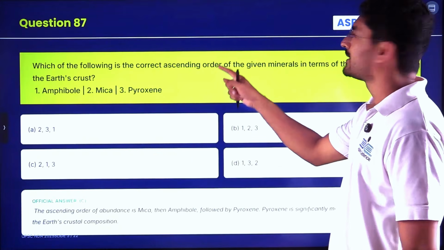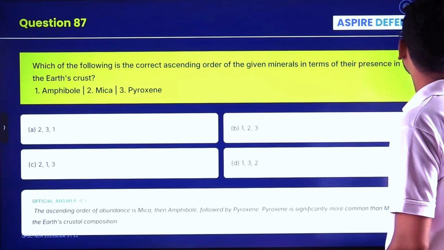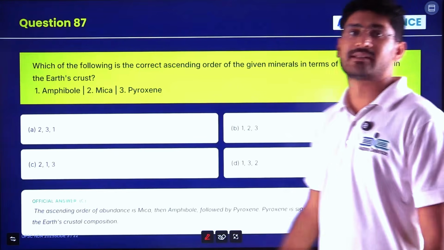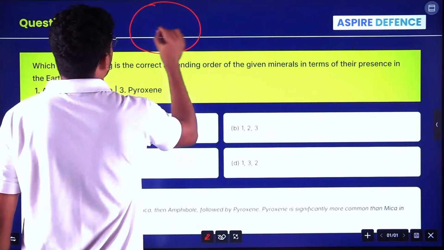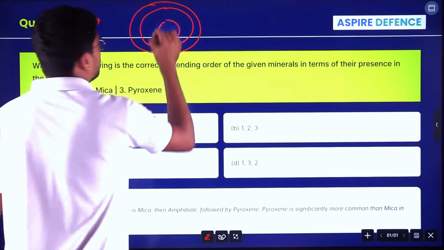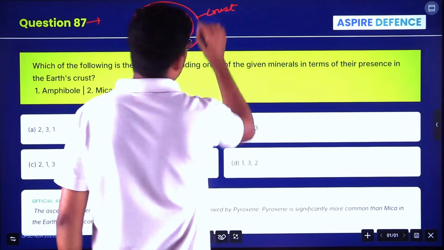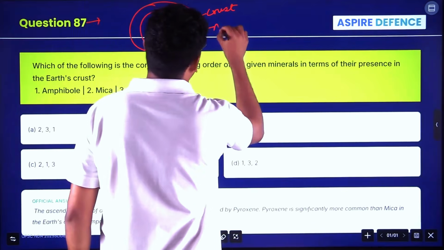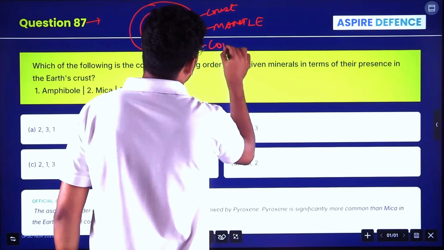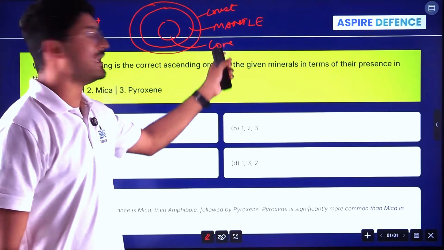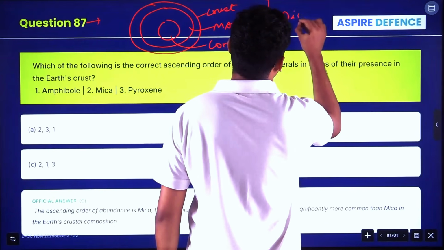87th. Which of the following is the correct ascending order of the given minerals in terms of presence in the Earth's crust? Earth is made up of several concentric layers, my friends, you know. It's made up of the crust, the top layer, then you have the mantle, then you have the core. So you have to know the layers of Earth, and there are discontinuities between these layers.